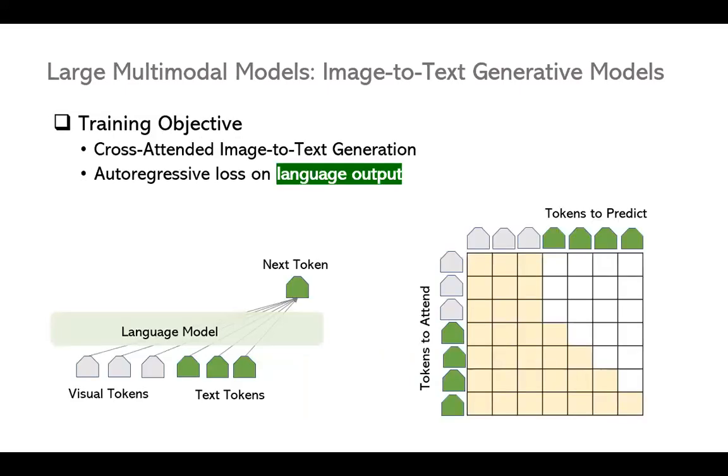In terms of training objectives, most of the models share the same training objective, which is autoregressive loss on the language output. And because all the models are built based on transformers, in terms of the attention map in the transformers, they are using the image-to-text cross attention generation map, meaning that all the image tokens attend to each other. And for the text part, the predicted text token will condition on all the image tokens and the previous text tokens.